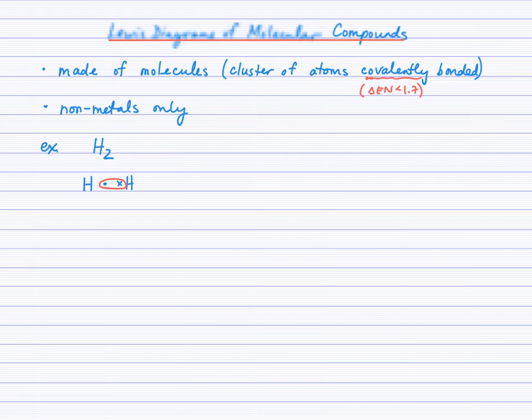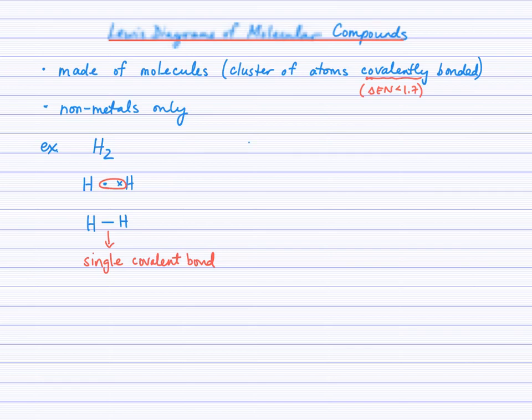And in doing so, they form what we call a single covalent bond. So this single line here between the two H's represents that shared pair. So this is a single covalent bond.